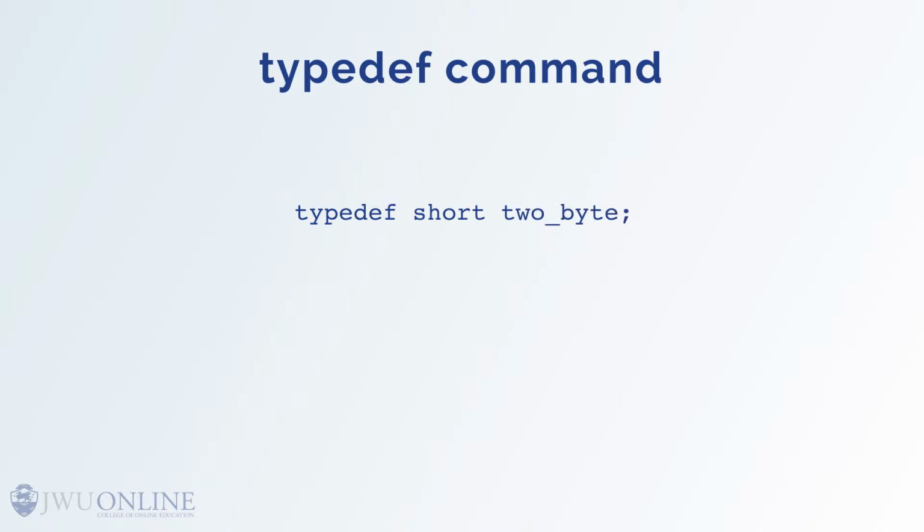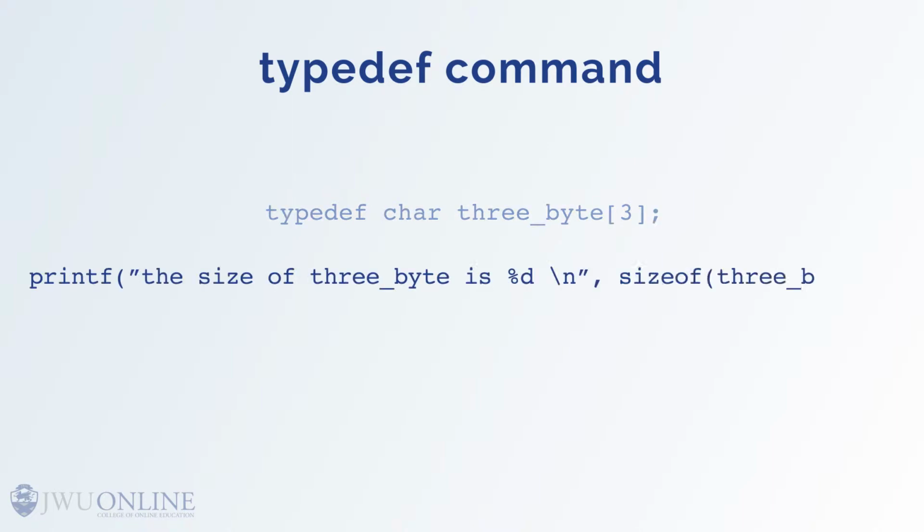You can even create sizes that don't officially exist. Typedef char, and then create the array 3_byte[3]; This creates a 3 byte variable. So check it. printf("the size of 3_byte is %d\n", sizeof(3_byte)). This is great fun, right?